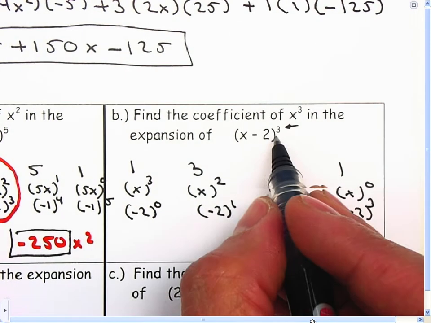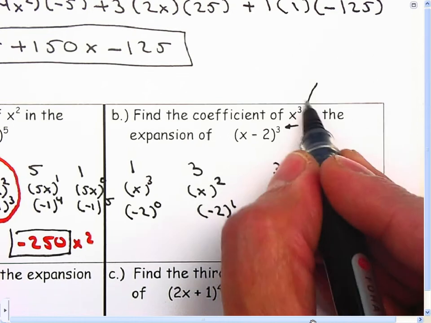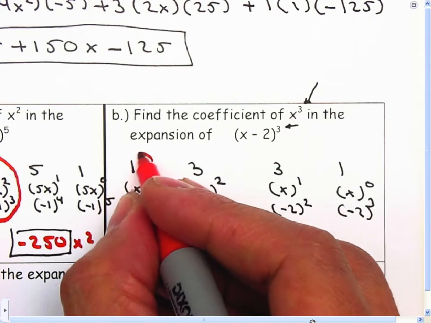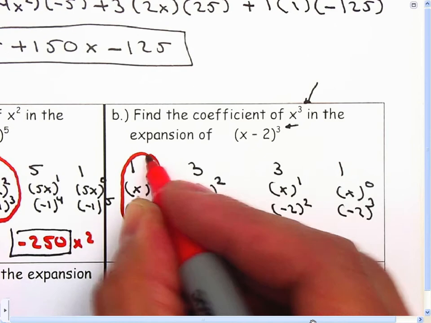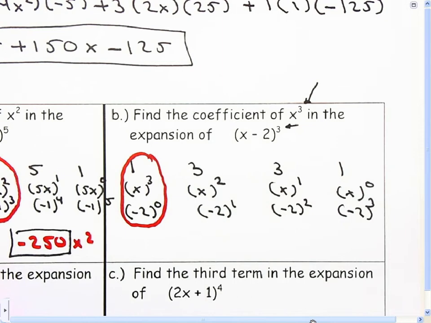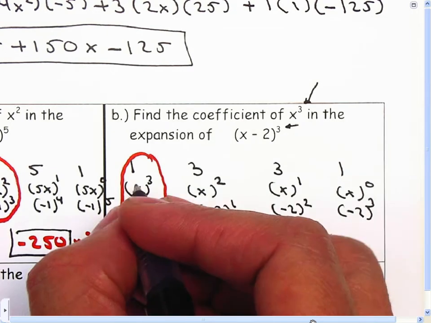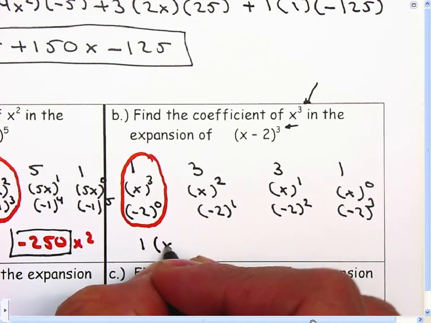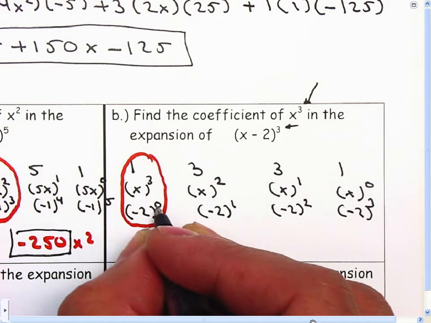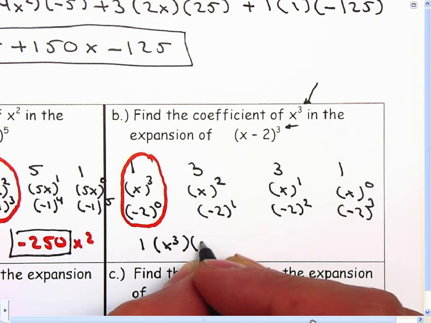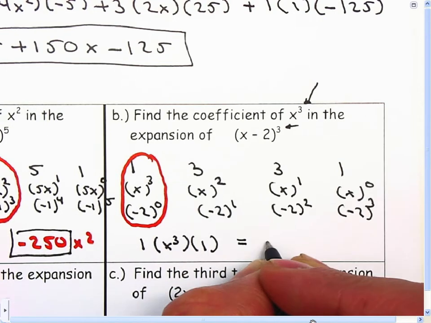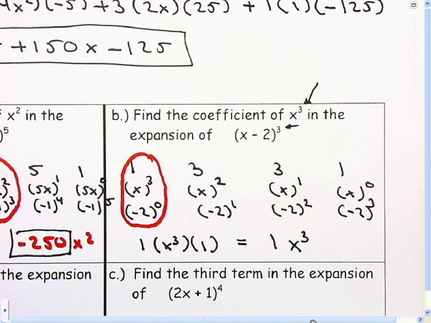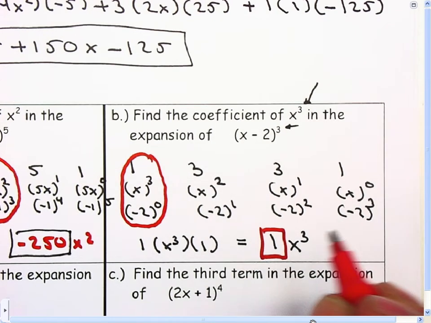Now I'm looking for the one that has x to the third. The only one that has x to the third is actually just the first one. I'm going to simplify that, and that'll be my coefficient that I'm looking for. So it'll be 1, x to the third is just x to the third, and negative 2 to 0, remember anything to the 0 power will be equal to 1. And that'll give me 1 x to the third. So my answer will be 1. I'm only looking for the coefficient.